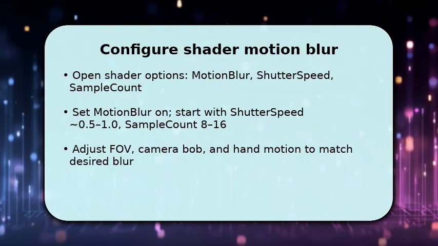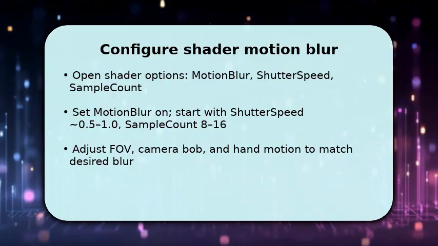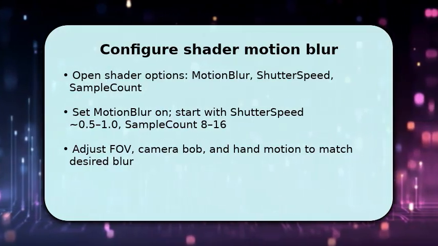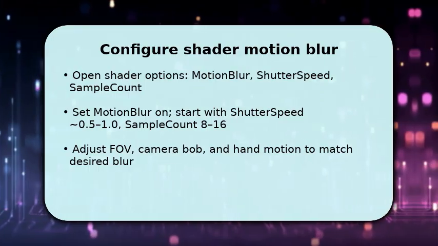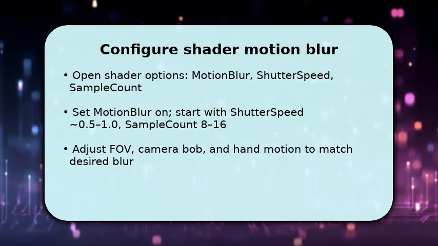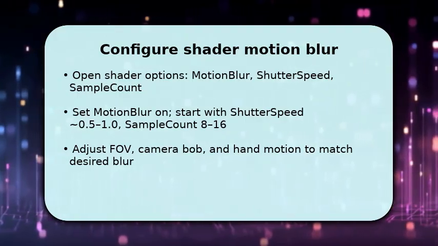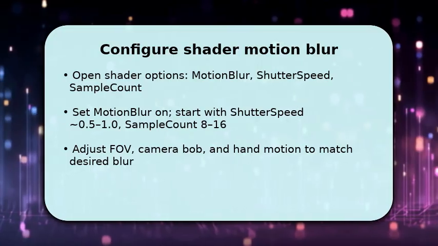Now you configure the shader's motion blur controls. Open shader options and enable motion blur, then set shutter speed between 0.5 and 1.0 to control exposure-like blur, higher values lengthen streaks. Increase sample count to 8 or 16 for smoother trails, but watch FPS.